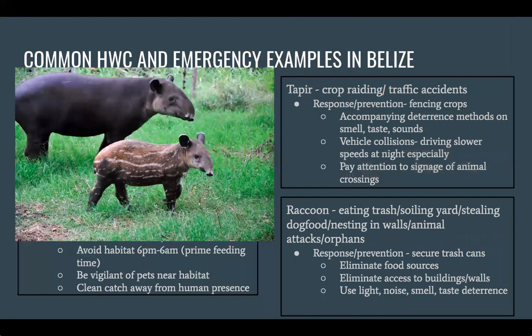Then we also have tapirs that sometimes do crop raiding and sometimes cause traffic accidents. Response or prevention for crop raiding is to fence crops, use deterrence techniques such as smell or taste or sound to keep them away from your crop. And to avoid vehicle collisions, always drive slower at night especially, and pay attention to the signage of animal crossings on the road.